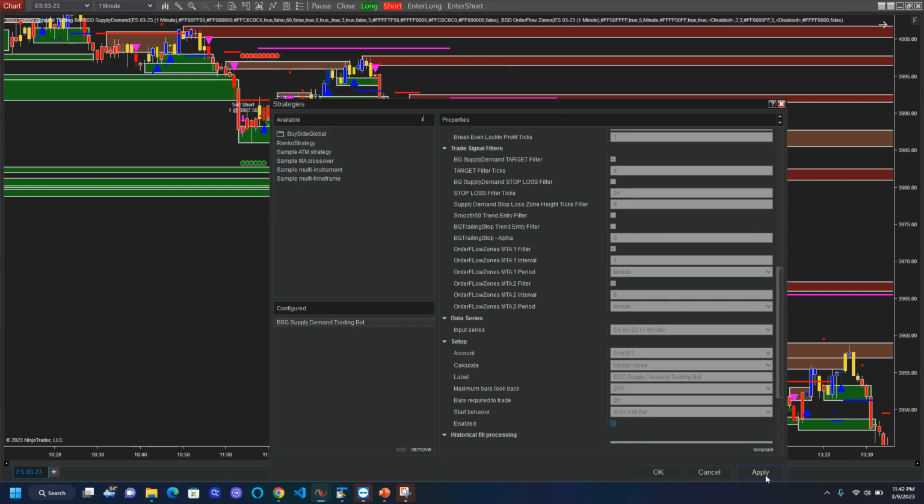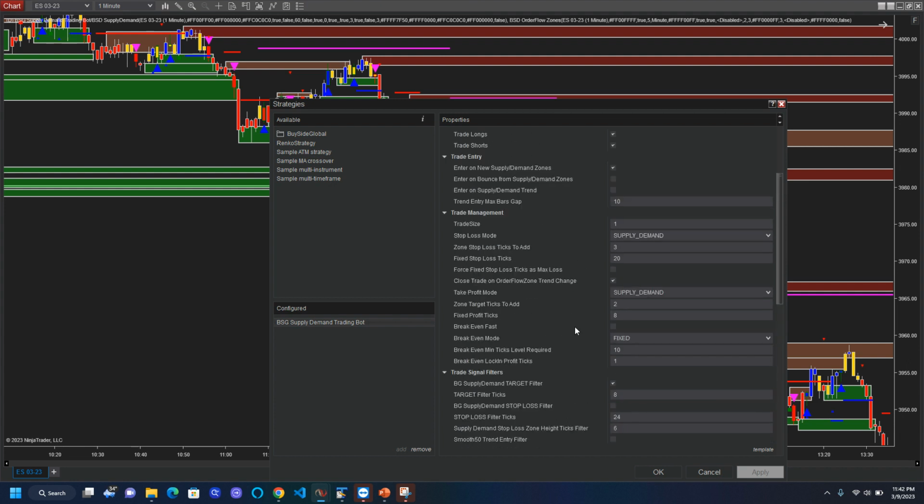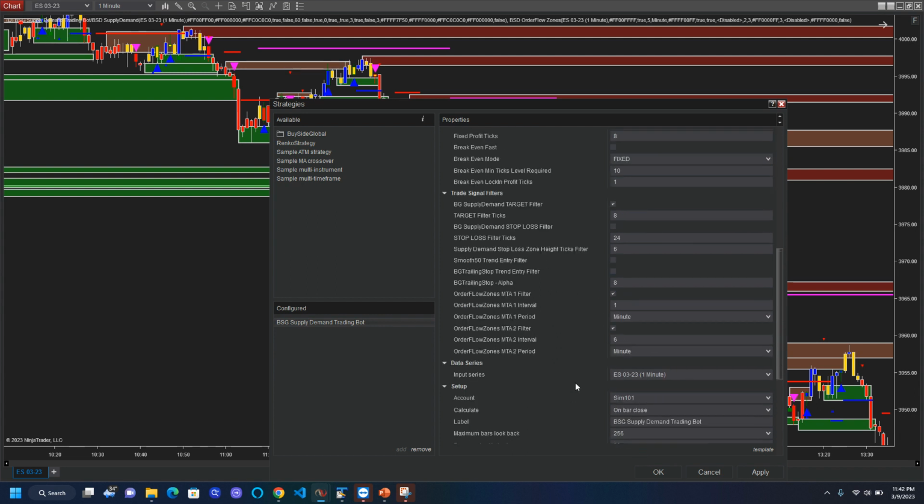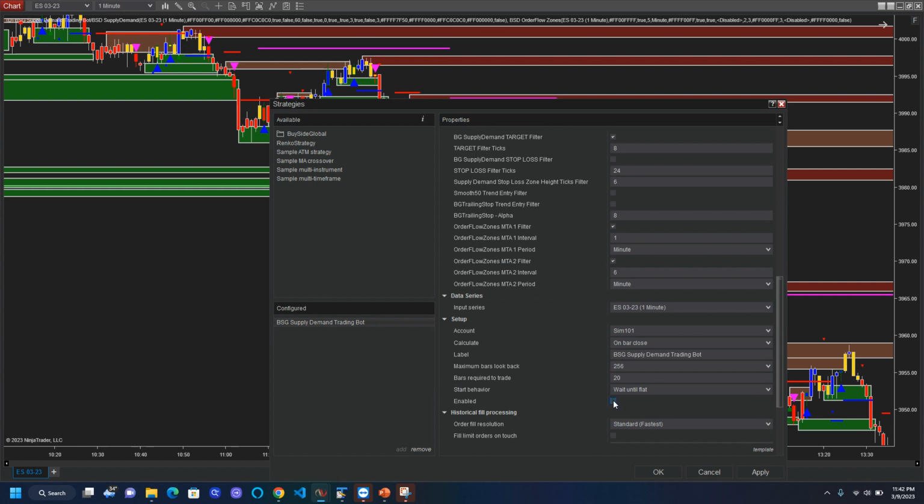Okay, let's disable the bot again. I'm going to tell the bot I don't want a fixed or supply and demand based target. Don't set the target, let it run, as long as the out of flow zone trend hasn't changed. Once the trend is changed, exit immediately. Okay, let's see how that changes everything.